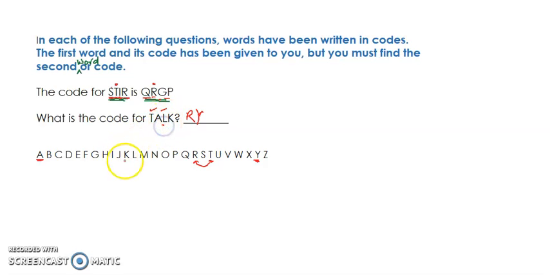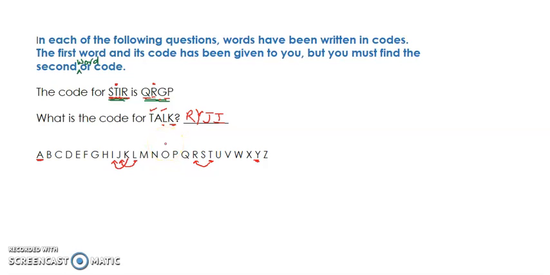What about L? Here is L. L will skip out K and go to J. And let's do K. K here. K will skip out J and go to I. So the answer for this one would be RYJI. All right, so you see it's much easier to understand once you've written out the letters of the alphabet.